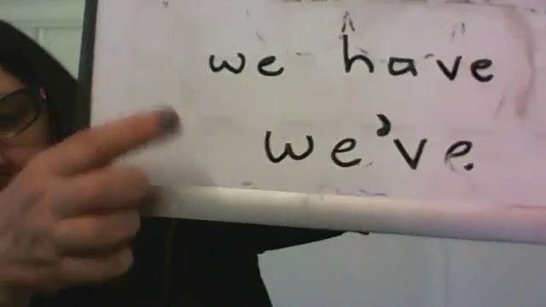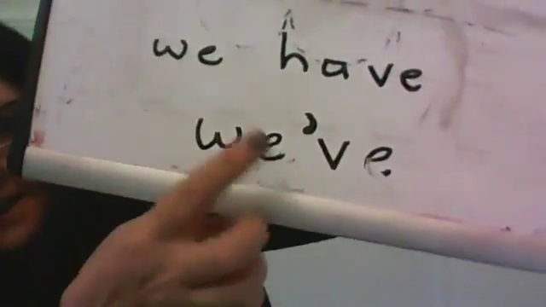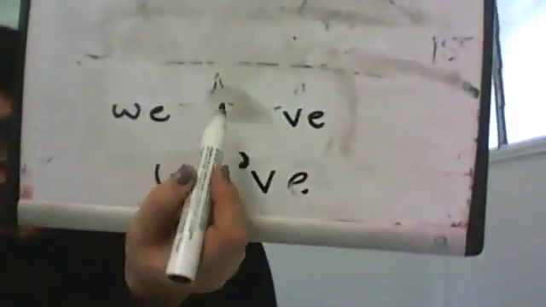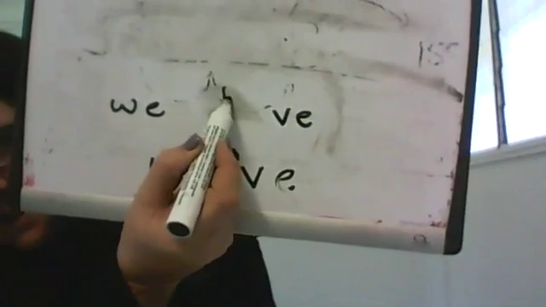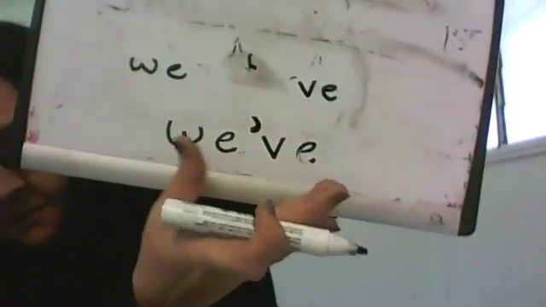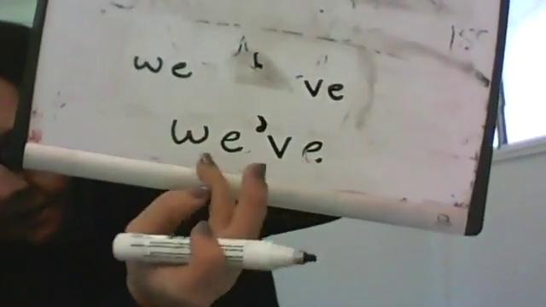Okay, so yesterday we talked about this. We have becomes we've. We've taken out this part here of that word. Let's just take that out. It's not a very nice clean way to do it. And then we pop in an apostrophe to replace those letters. And when we contract that, contract means to push it together, we get we've. So the first one will be W-E-apostrophe-V-E. So I've done that one for you.